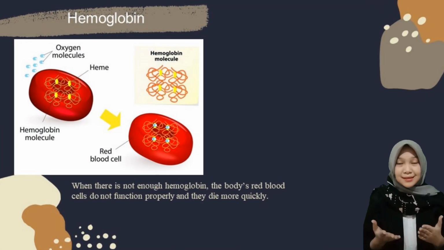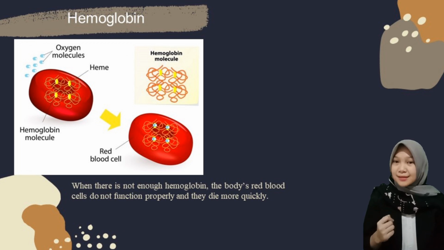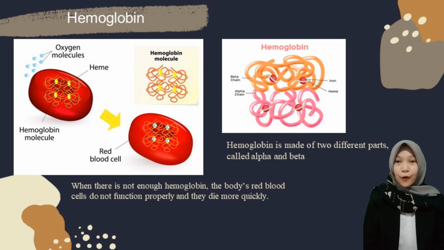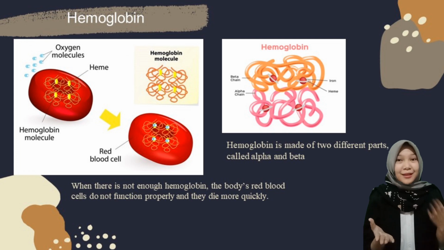Hemoglobin allows red blood cells to carry oxygen. When there's not enough hemoglobin, the red blood cells do not function properly and they die more quickly. Hemoglobin is made of 2 different parts. You can see in the picture, there's alpha and beta. Therefore, there are 2 types of thalassemia, alpha thalassemia and beta thalassemia. And we have to look at the next part.